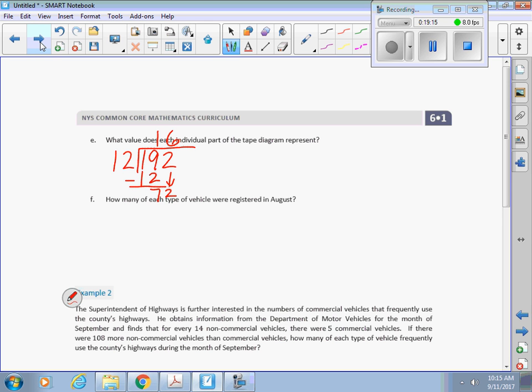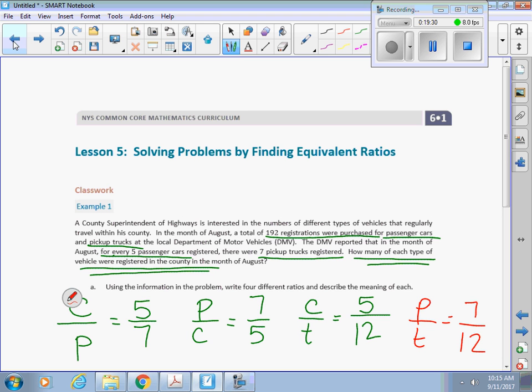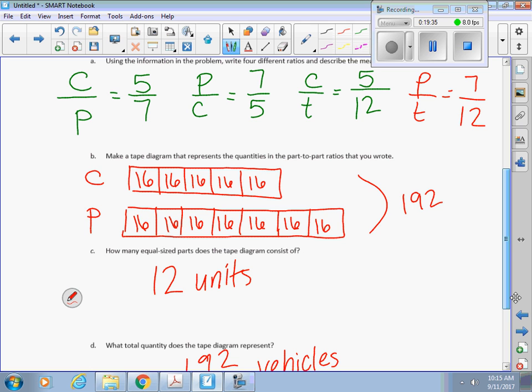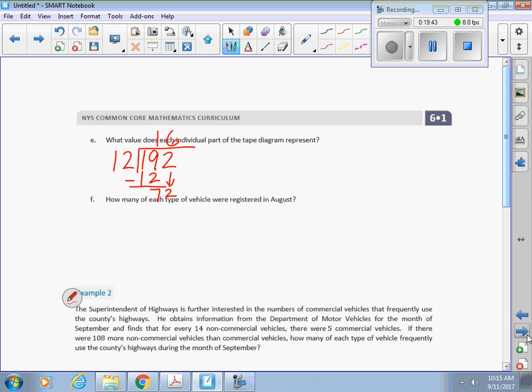All right, we're back on page 9. It says how many of each type of vehicle were registered in August. How would I go about finding that answer? We know the ratio, if you go back to this page, was 5 to 7 cars to pickups, right? If I want to figure out how many cars there are, what would I do? Caleb? Multiply. Multiply what? 5 times 16. Beautiful, nice job. All right, so we're gonna take 5 times 16.